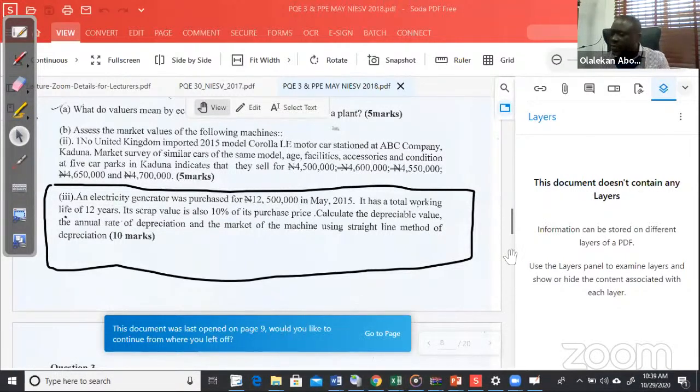What did you get? Market value. You people didn't do it. You have to do it. Okay, no worry. 0.0833 multiplied by, I won't say it loud. I want you people to do it. Do your own.